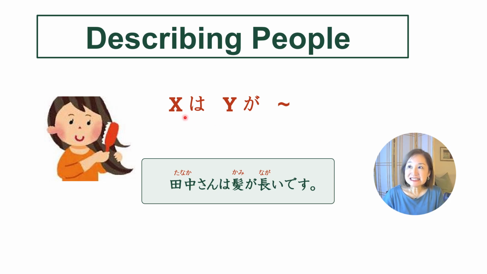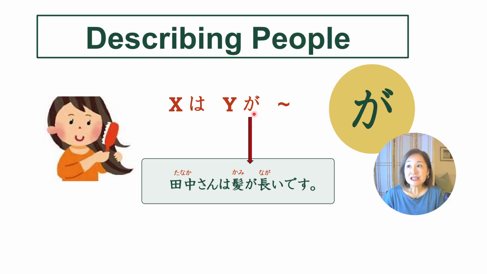Tanaka-san is the X, the person we're talking about. Kami, or hair, is the Y, the particular part we're describing. And nagai desu is the description. It tells us that the hair is long. Now look at that second part. One more time. 髪が. It takes が, not は and not を. That's the main important point we're going to focus on in today's lesson.